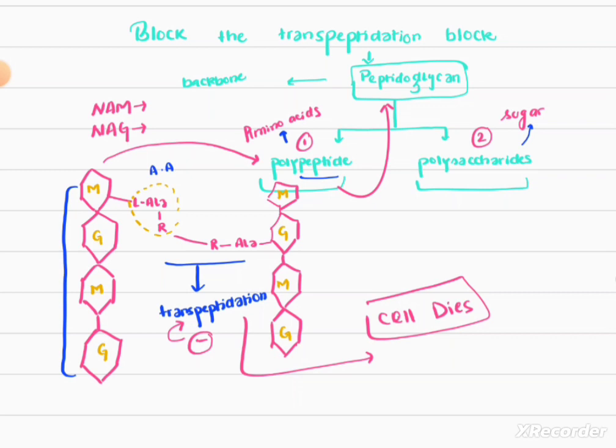So what beta-lactam does is block the transpeptidation reaction, and it results in the death of the bacterial cell wall. So this is how they have their antibacterial effect.